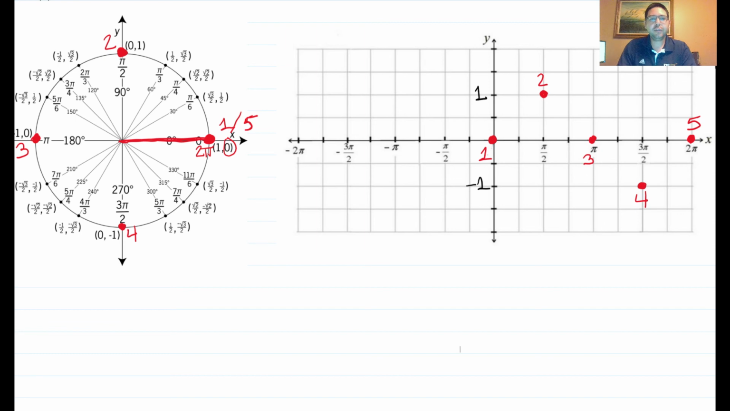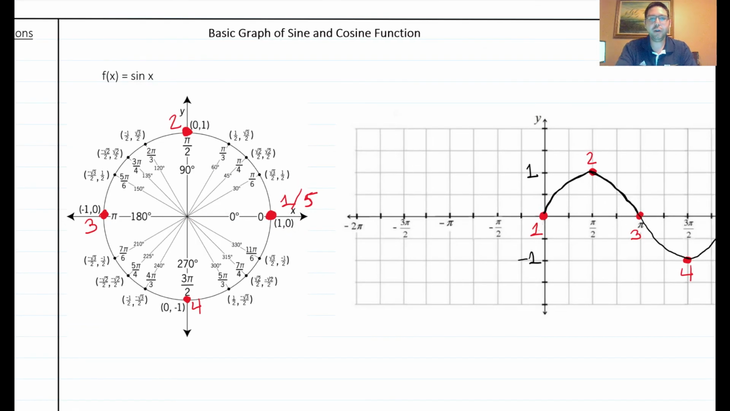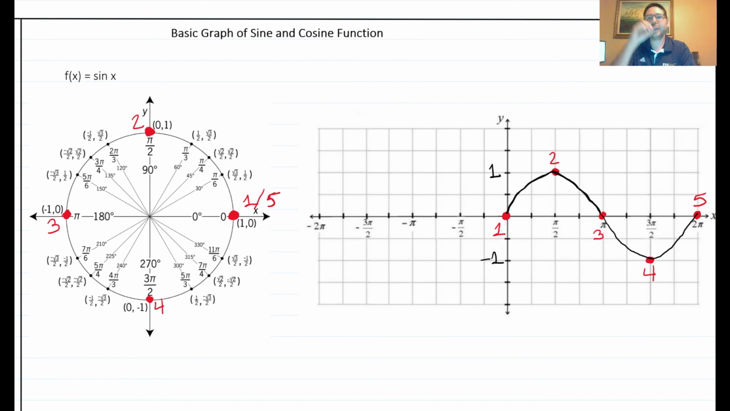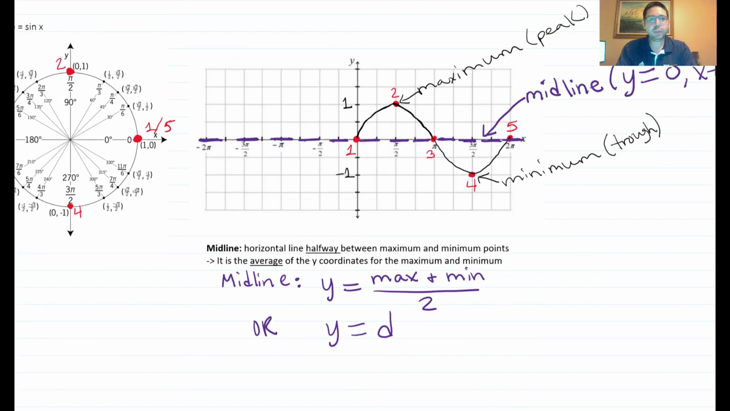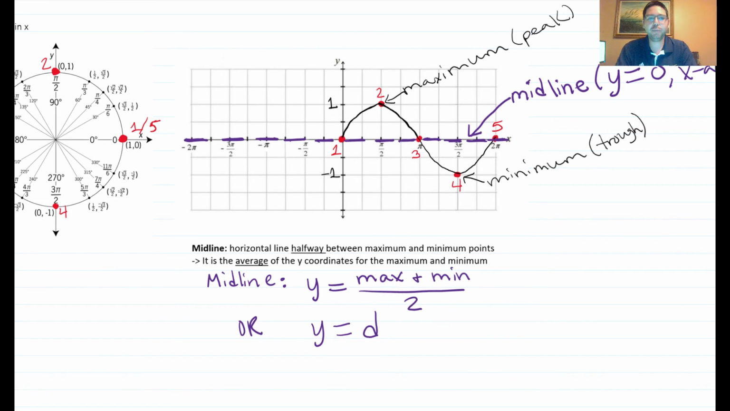All right, so those are your coordinates. So now if we go ahead and connect those with a curve, we get something that looks sinusoidal, right? Something that looks like a wave, right? So the sine and the cosine function actually look like waves when you draw them. All right, let's go ahead and describe some features of this. So first off, you have a maximum, which is the peak of the curve, right? The biggest part of the curve, the highest part.